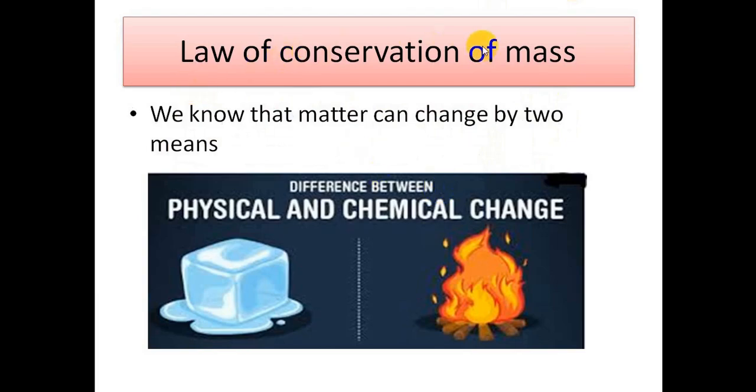Law of conservation of mass. If you remember from the last video, we spoke about the two types of changes, physical change and chemical change. We know that matter can change by two means. Here, when the ice melts, this is a physical change because, as we said, the water will stay water. And here, when we burn the wood, this is a chemical change because wood will change completely into new matter.